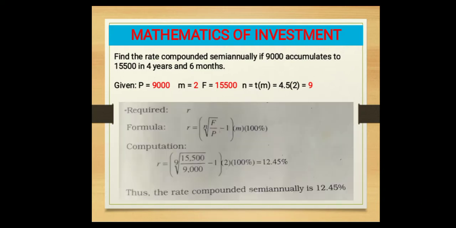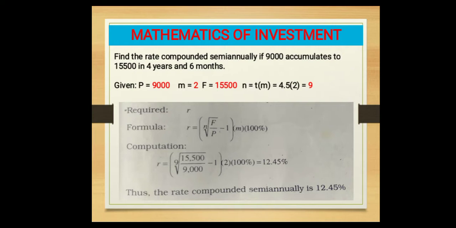So let's go for the solution. The required is the rate. Again, we have the formula: N root of F over P minus 1, times M, times 100%. So we just substitute. F is 15,500, P is 9,000. You divide first, 15,500 divided by 9,000, and then get the N root, where N is equal to 9. So that will be 9 root of 15,500 divided by 9,000, minus 1, times 2, times 100.